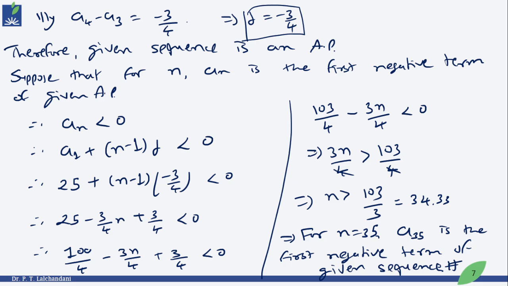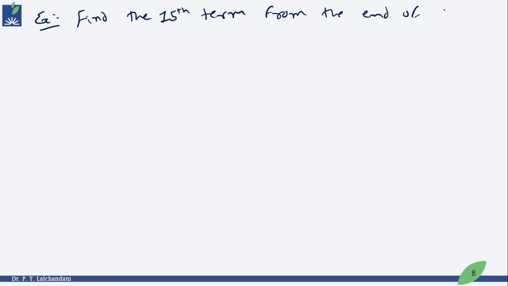Let us see one more example. Find the 15th term from the end of the sequence 7, 10, 13, up to 130.